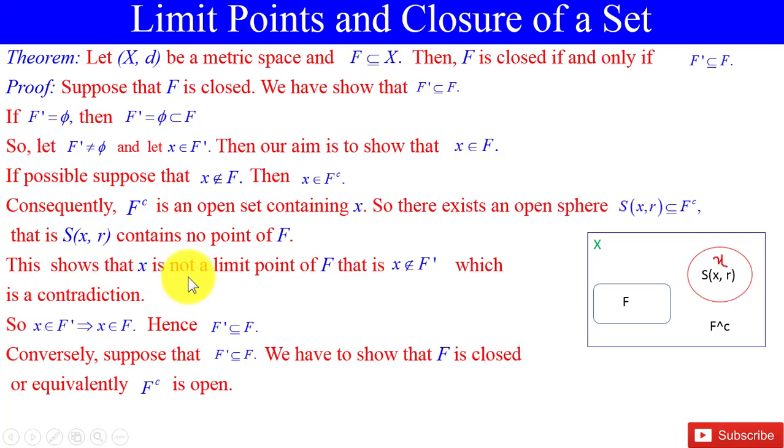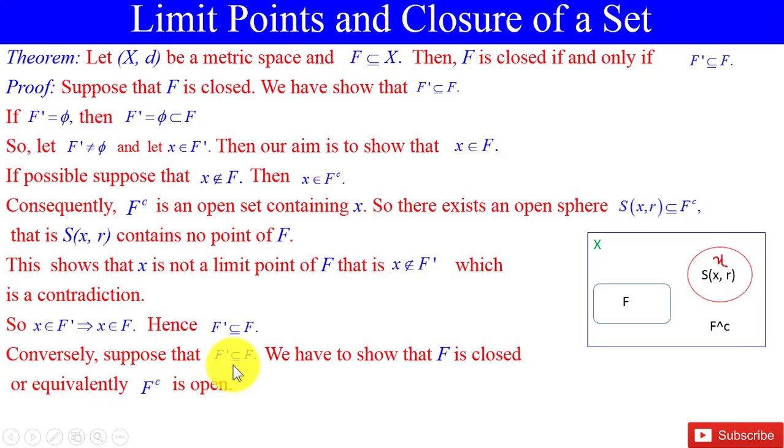This shows that X is not a limit point of F, that is, X does not belong to F dash, which is a contradiction to our assumption that X belongs to F dash. Therefore, our assumption is wrong. Hence X belongs to F dash implies that X belongs to F, hence F dash is contained in F.